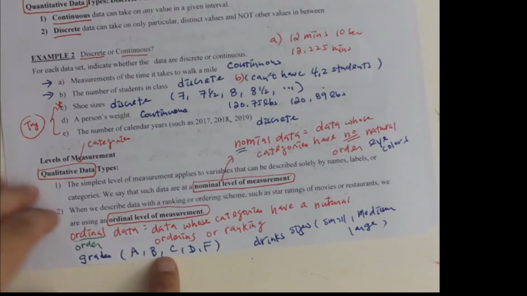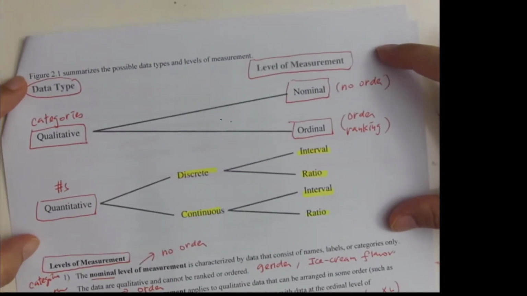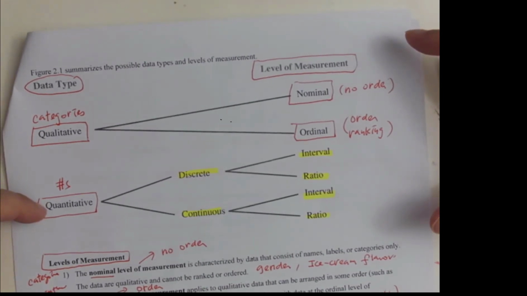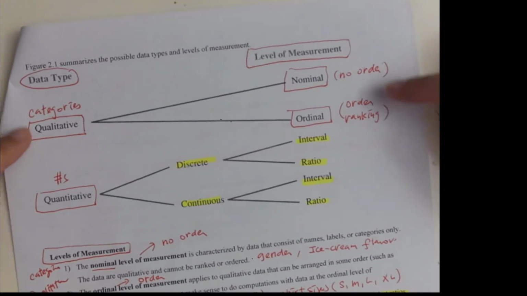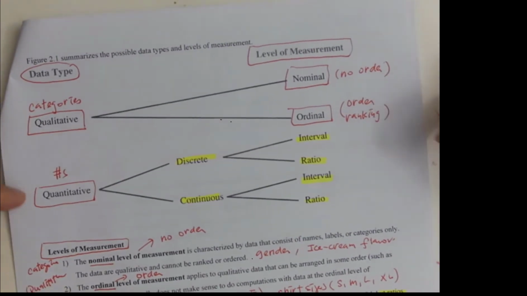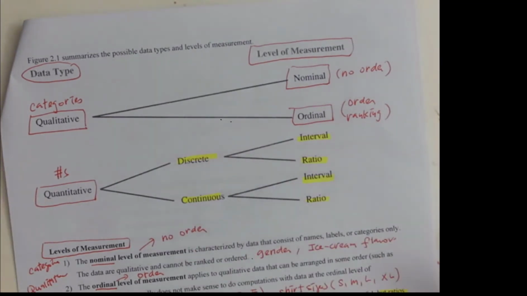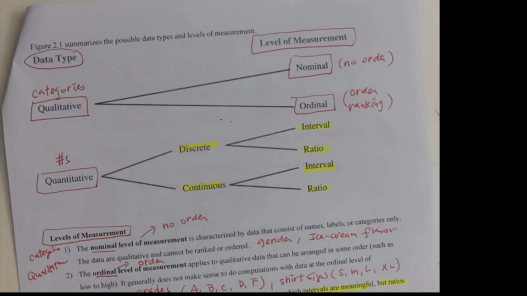we consider them as ordinal. All right, so if we look at some of these, this has a chart to help you remember: category, qualitative, number, quantitative. The category have nominal, no order, and ordinal, with order. The quantitative have discrete and continuous. So we have those examples, and on the test we will ask you to identify them, which one is which.